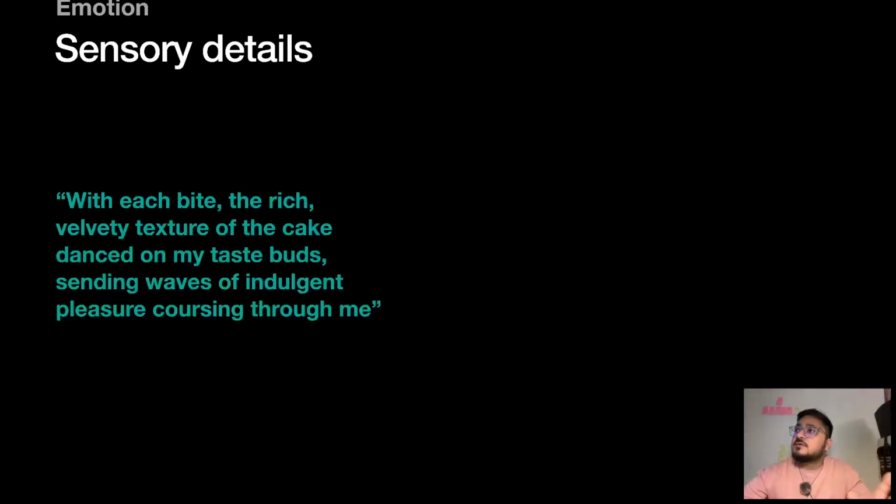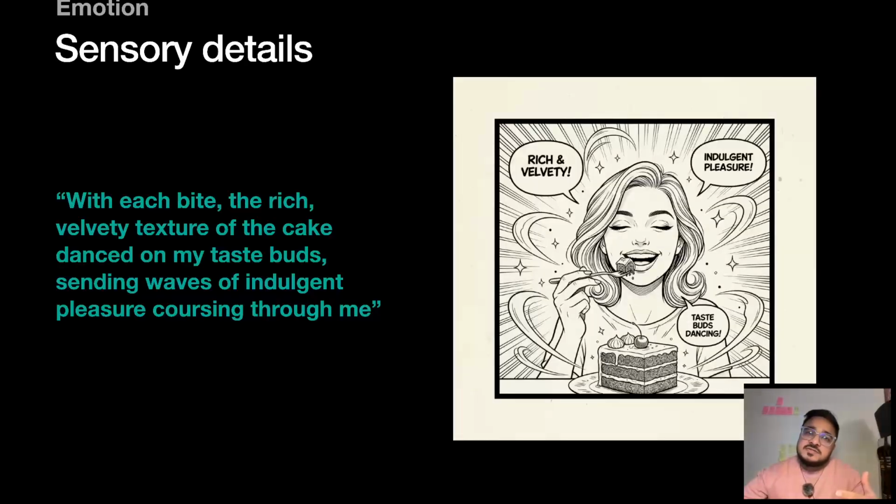Okay, I liked it. But once you say, with each bite, the rich velvety texture of the cake danced on my taste buds, sending waves of indulgent pleasure coursing through me. Now, that's a lot of explanation through words. Those words are alluring. Now you will see this is how AI is giving you the output. So, similarly, our mind also works in that way. So once you give some more details with some fancy or extravagant words which show you meaning, then it makes more sense for you to imagine that particular scenario.